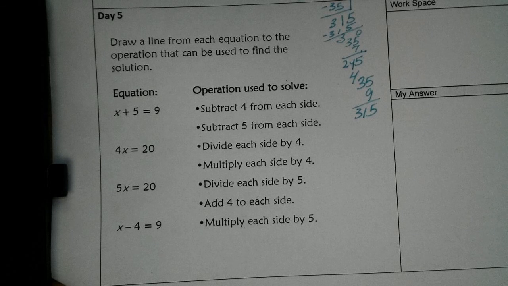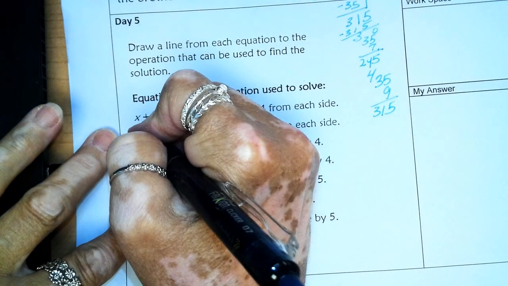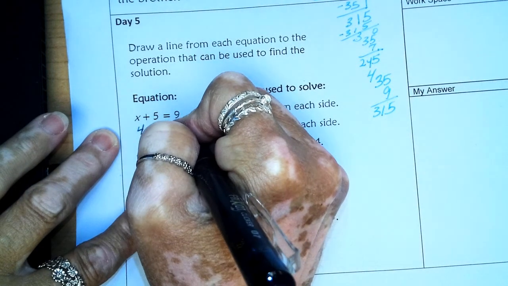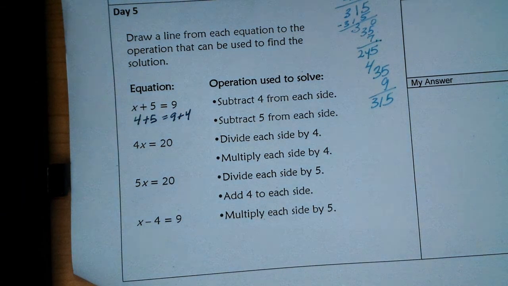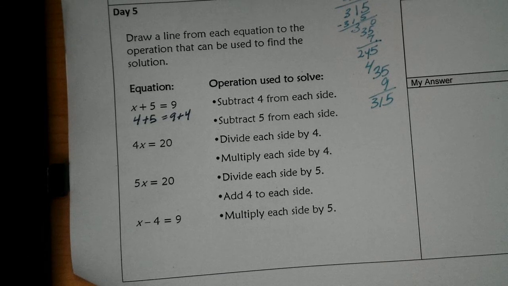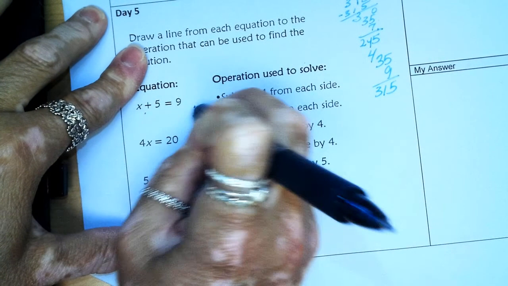Go ahead, William. What you do is you take out your pencil or any other thing like that, and so x plus 5, which would actually be 4, add 4 to each side. So if I add 4 to each side, this is what I get. 4 plus 5 equals 9 plus 4. Does that equal each other? Is that a true statement? No. Nope, so it's not add 4 to each side.